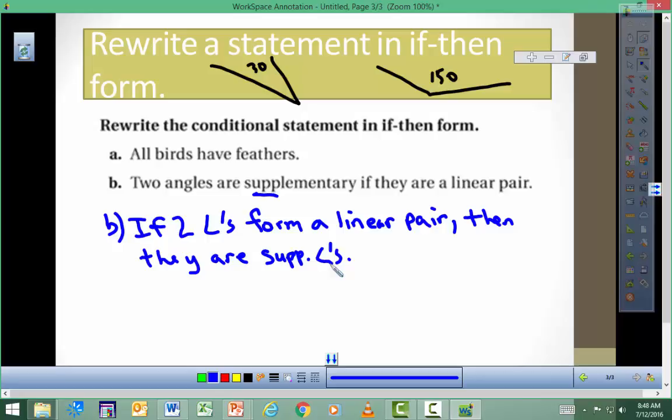So some of these are a little bit tricky on how you write these. You may have to think about it a little bit. You'll find out that in some cases it really doesn't matter which one's the P and which one's the Q. You might say, well, it's true either way. In this case, it does matter a little bit here. You need to have the linear pair first, and then you have supplementary angles. So you might have to think a little bit about how to write the statement so that it's true in a sense. So there's a couple examples.